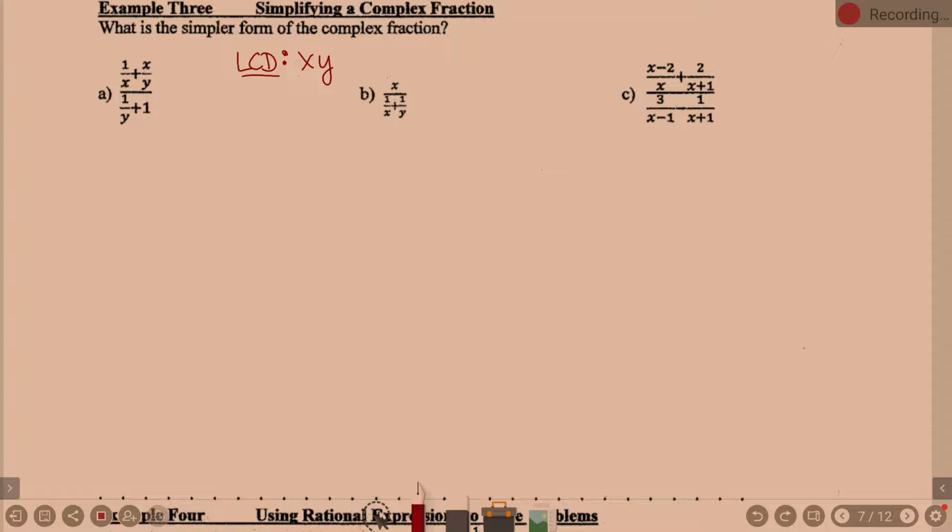And so what we're going to do is take the top of the fraction and multiply by xy, and take the bottom of the fraction and multiply by xy. The idea here, when you multiply by xy to each of the terms, if done correctly, we'll no longer have fractions within fractions. Okay, we won't have to worry about that.